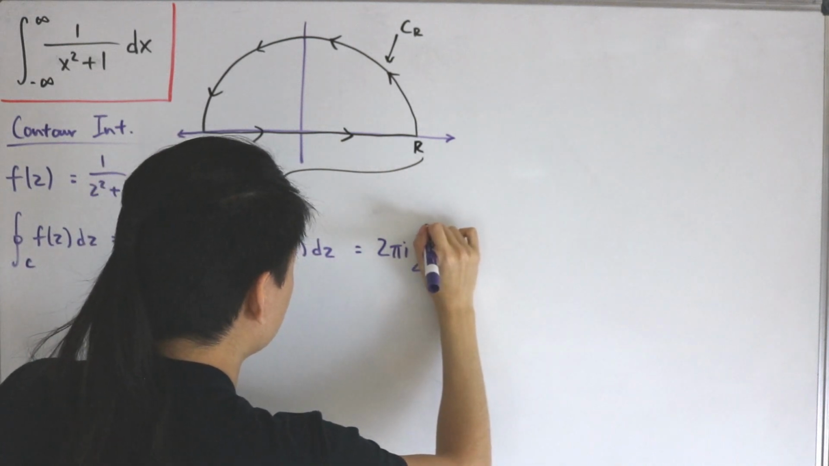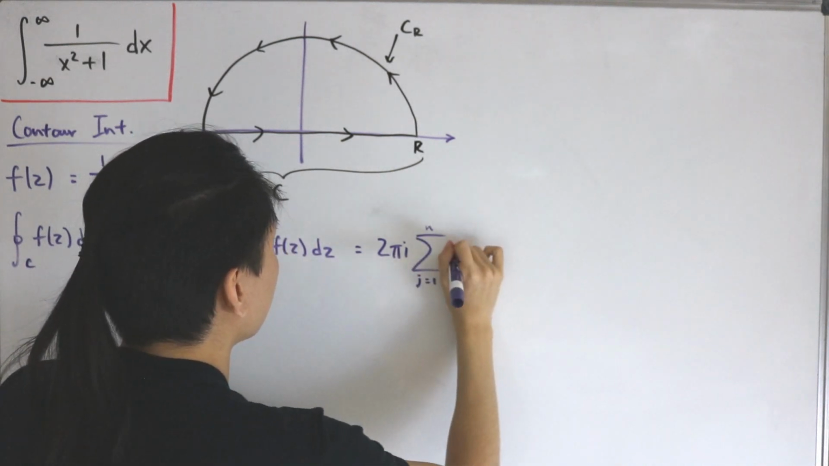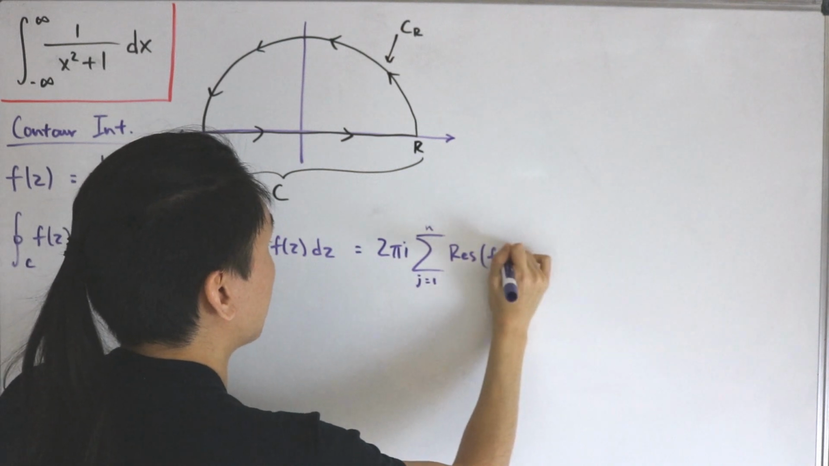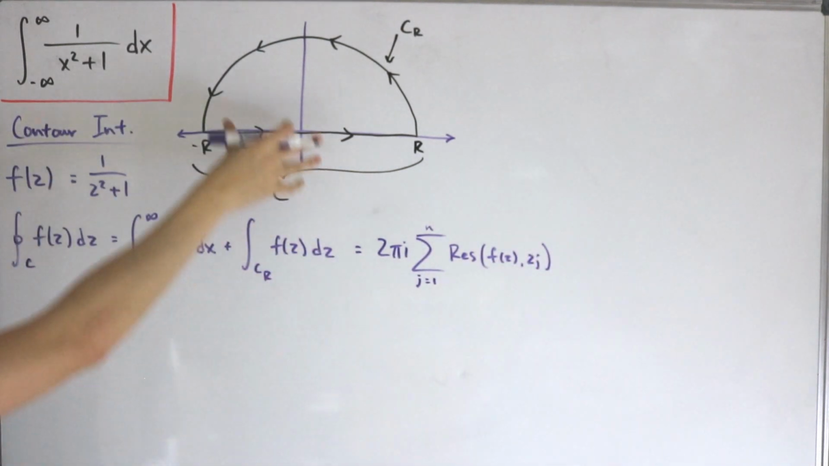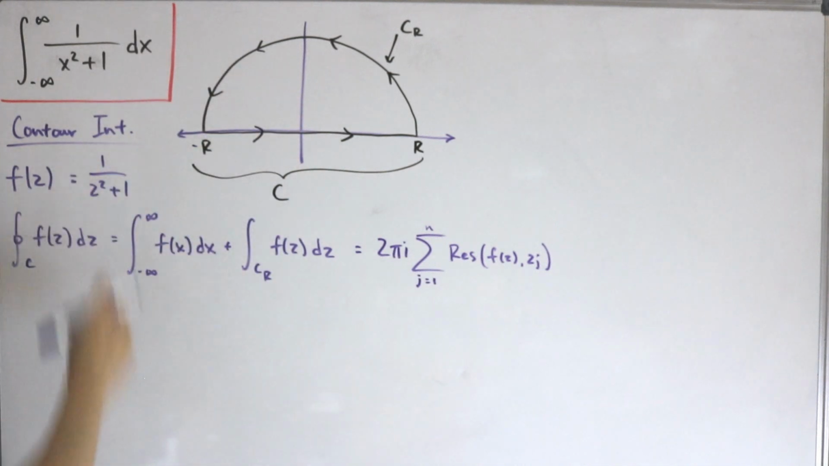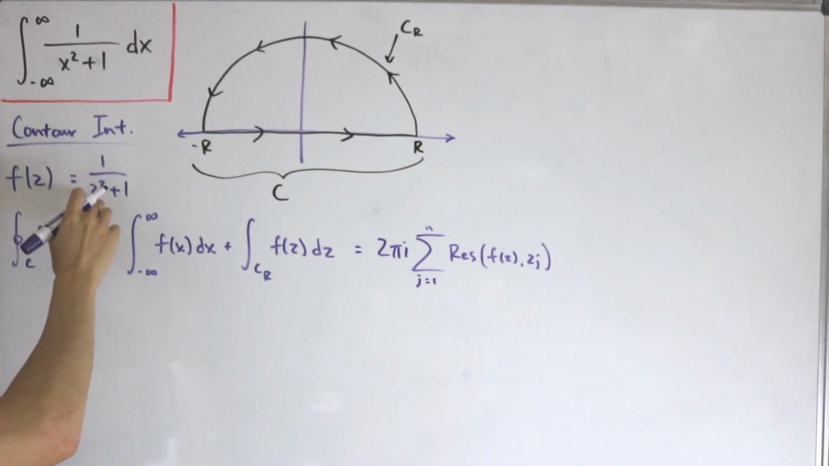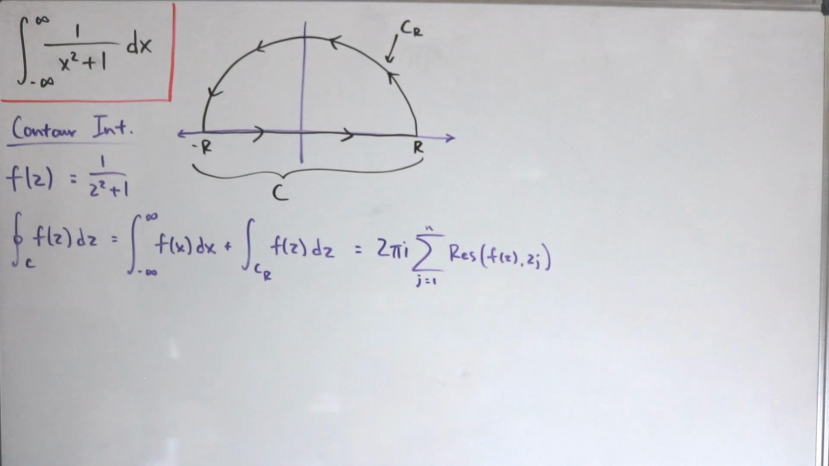2 pi i multiplied with the finite sum, j equals 1 to n, of the residue of your function f of z at z sub j, however many poles are in the function you're dealing with. In this case, we have 1 over z squared plus 1. You decompose the denominator, and we have z plus i and z minus i. Your poles are going to be at z equals i and negative i.